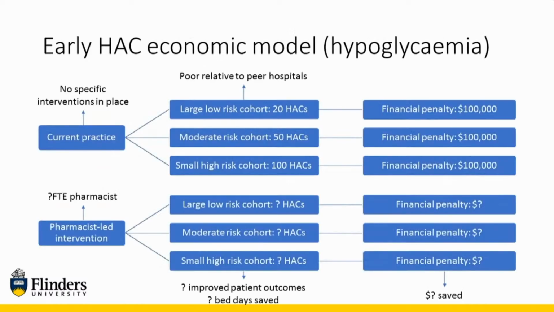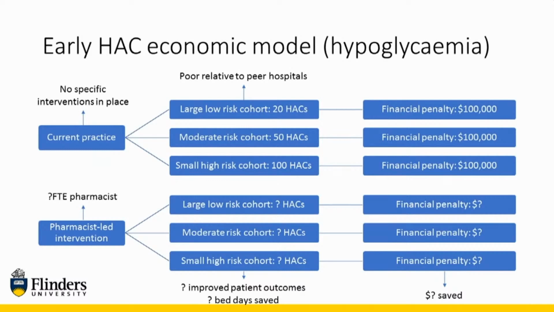So if we think about how we might represent that data, and this is a very crude decision analytic model, at the top there we've got current practice, and we may have looked at what we're doing in a particular area. Here we're looking at hypoglycemic hospital-acquired complications. We may say, well, actually, we're not doing anything specifically at the current time to address this issue of hypoglycemia in the hospital. We can describe the number of HACs that are occurring, and we can have data on that by the risk of the cohort.